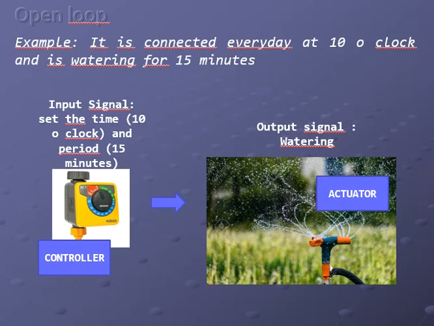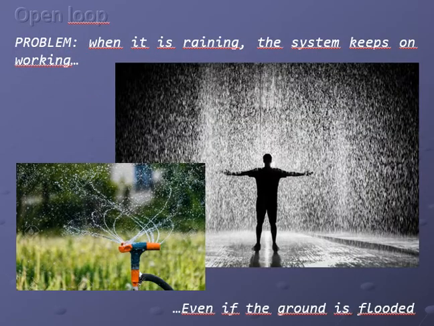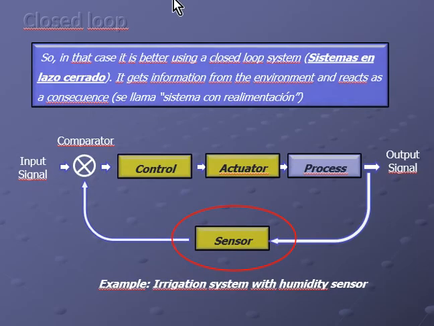It's open loop, but open loop systems have a problem. What happens if it's raining? Imagine that you're not at home and it's raining a lot, and your irrigation system is still working, even if the ground is flooded. So in this case, we use a different system called closed loop, sistemas en lazo cerrado, porque es como un lazo que se cierra.